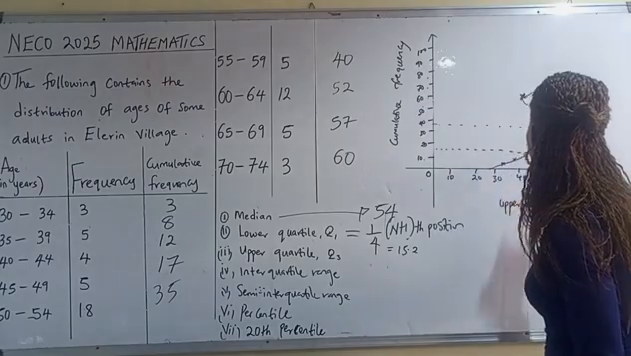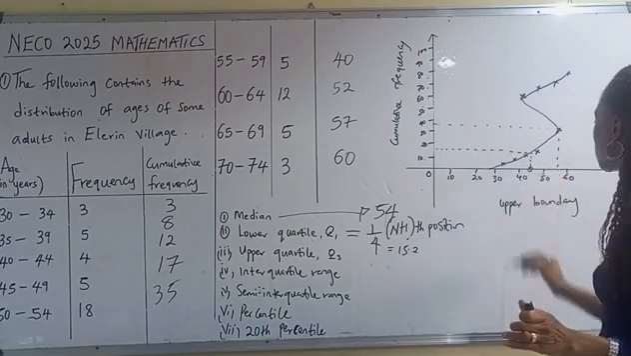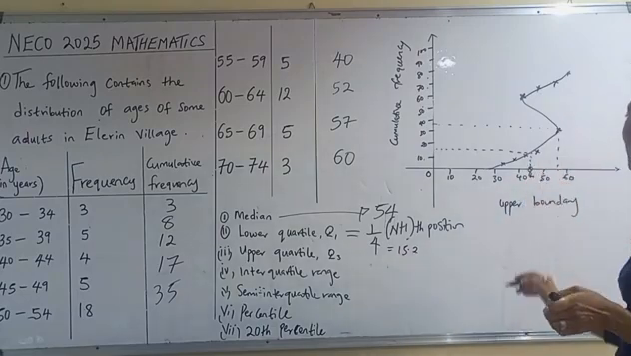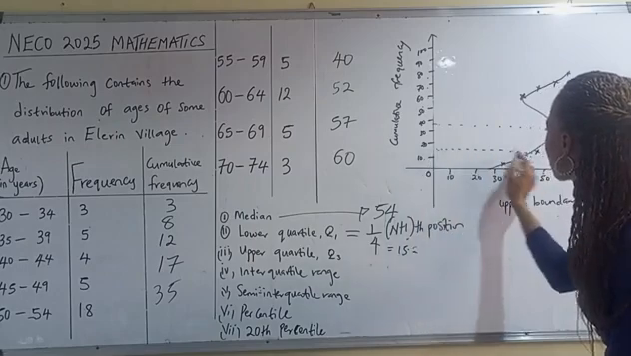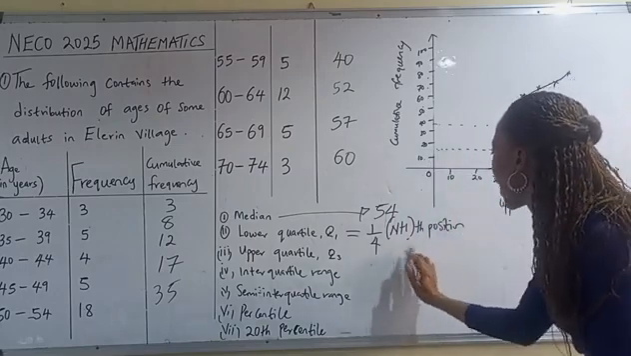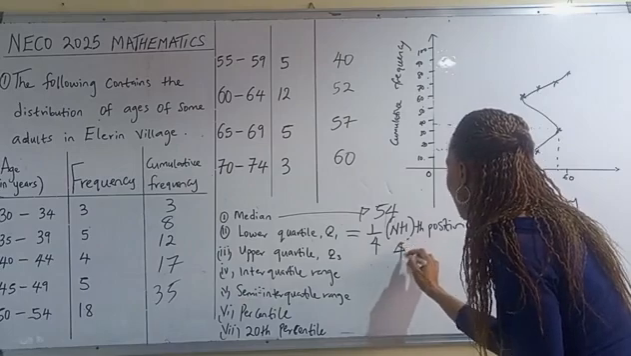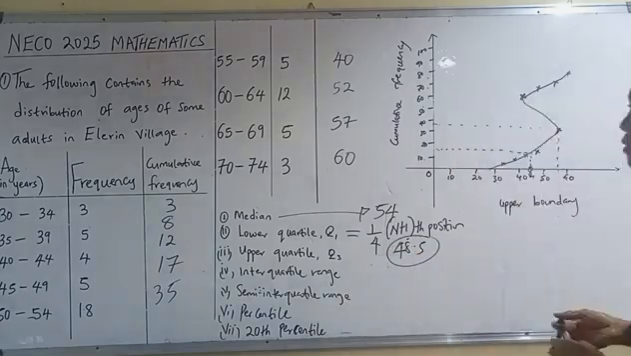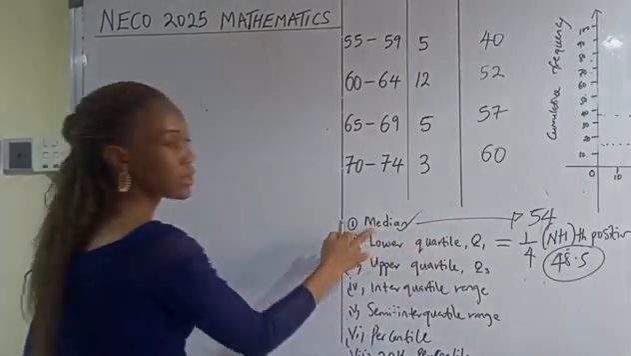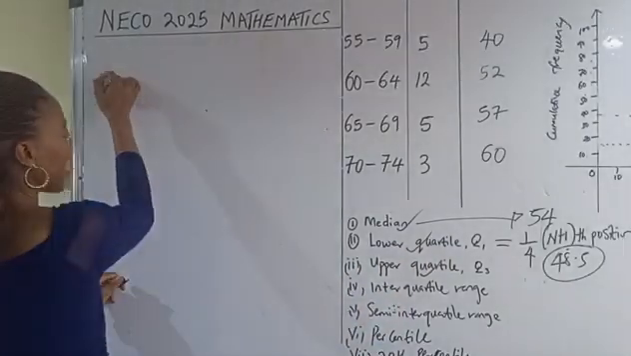So if we trace it, trace it down. This is the position that will give you Q1. That's the 15.2 position. When you trace it down, you'll be having your answer as 48.5. That's what I have. If you use the graph, 48.5. I've done the median, you have done the lower, then the upper quartile, that's Q3.